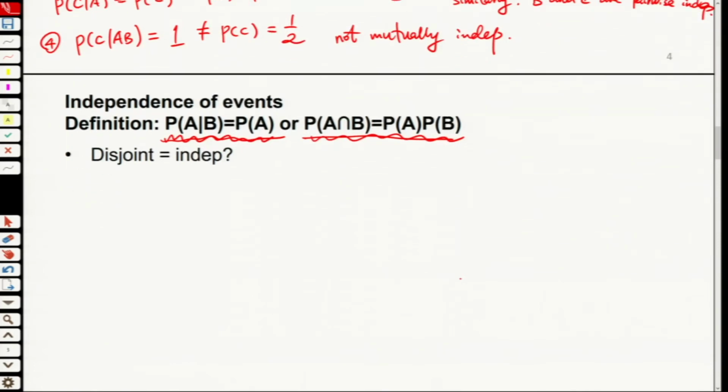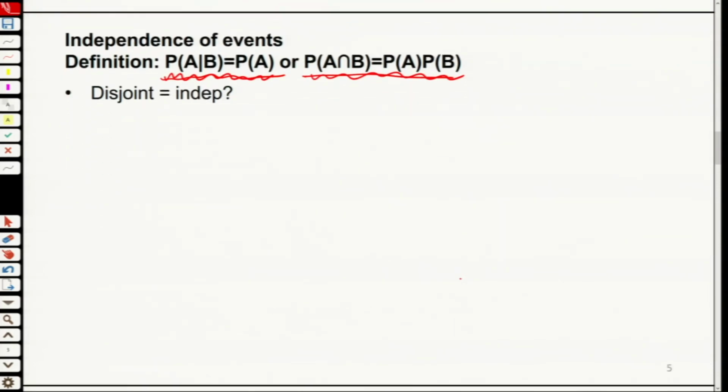Now, I have a question. Is disjoint equivalent to independent? So you have two events. This is the whole set. Now you have A here, and you have B happening here. This is your event space. And you have A and B. They are disjoint. Are they independent too?